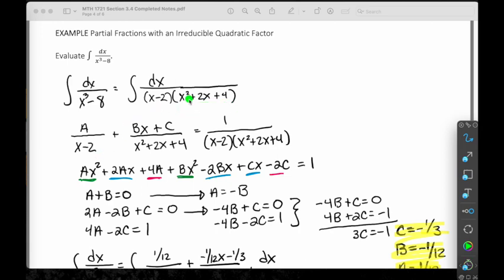So when we create our fractions, I'm going to have two fractions here, one for this denominator and one for this. So for this denominator, since it's a linear factor, I'm going to have just my constant a over x minus 2. And then for the irreducible quadratic factor, my numerator needs to be linear. So this is going to be bx plus c. And so this is all going to be equivalent to 1 over (x - 2) times (x squared + 2x + 4).